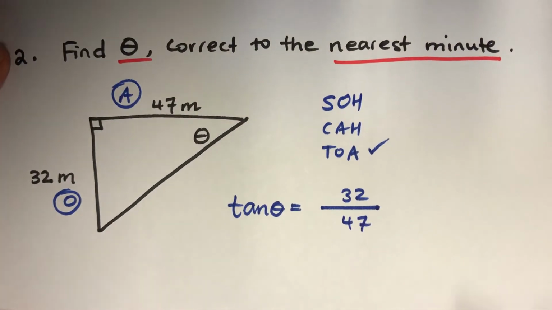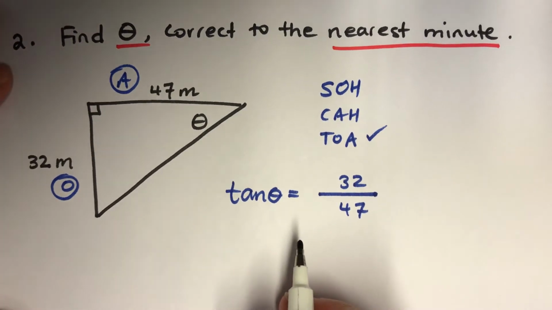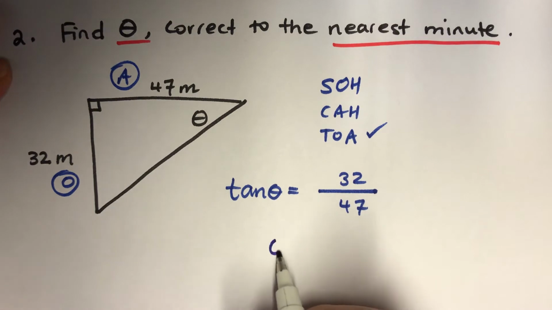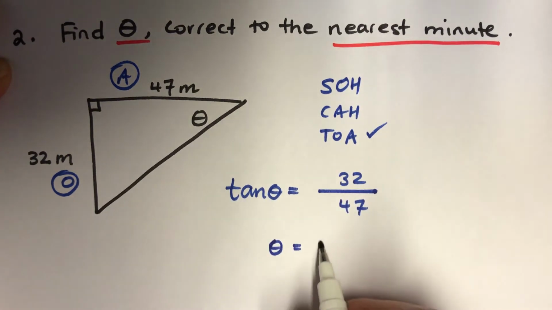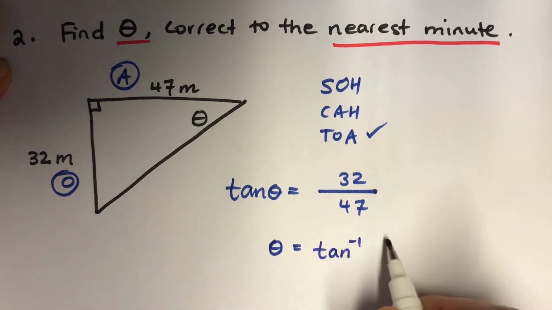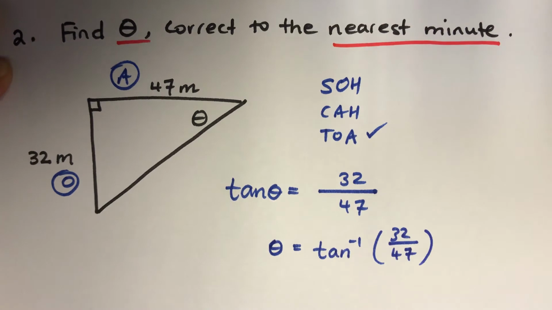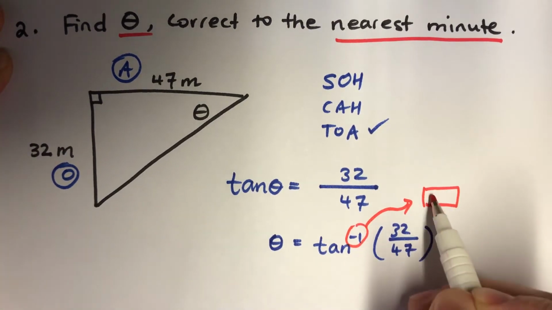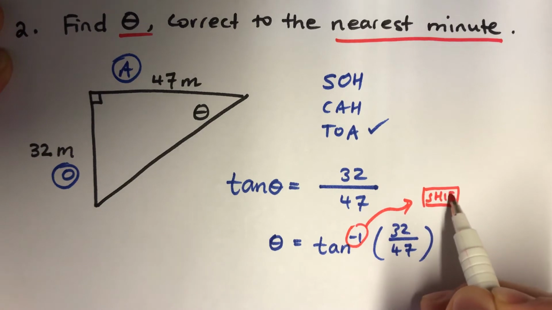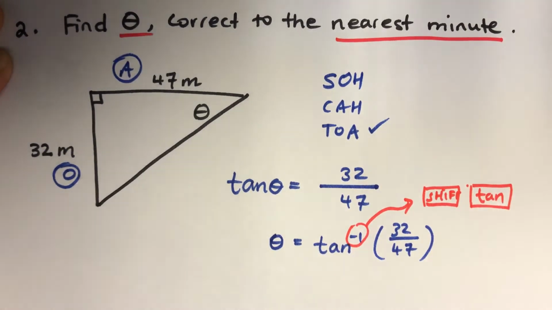Now, this is the part. We have to make theta the subject by itself. That's what it means. So when tan goes to the other side, it becomes tan inverse. Now, what does that mean in a calculator? You've got to do shift, tan. That's what you've got to do.